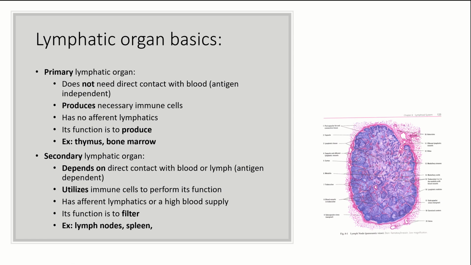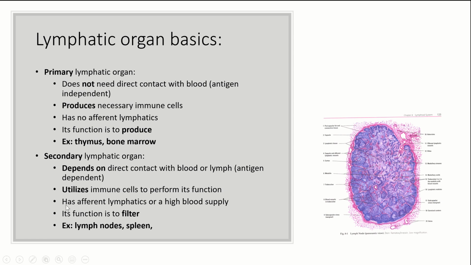Okay, so they take those immune cells, they take those antigens, they mush them together, and they say, here, fight it out, guys. This is where you're going to fight it out, and see who's going to win. Okay, so that's what those secondary lymphatics do. They need those antigens in order to perform their function, in order to bring them in contact with those immune cells.